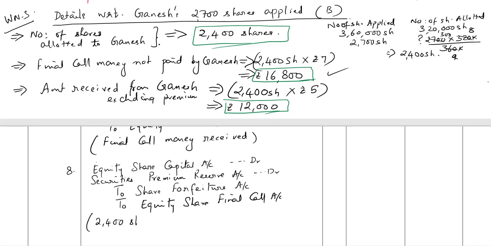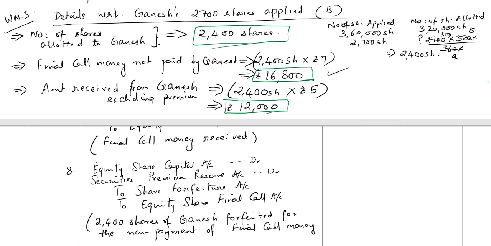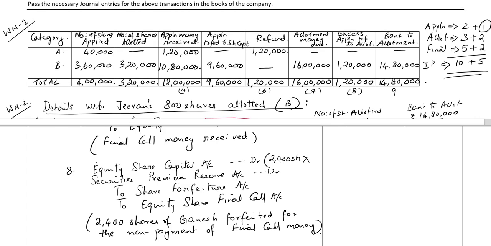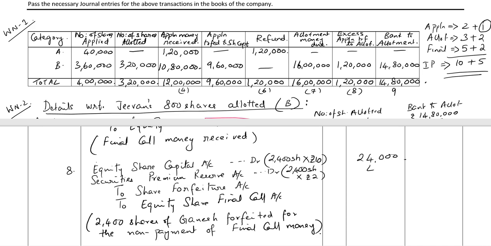2,400 shares of Ganesh forfeited for the non-payment of final call money. Against equity share capital account, the number of shares forfeited, which is 2,400 shares, multiplied by the amount called up to the time of the forfeiture, which is the full face value of the share, rupees 10 excluding the premium, comes up to 24,000 rupees. The premium amount not paid is 2,400 shares multiplied by rupees 2 per share premium payable on the final call, comes up to 4,800 rupees.